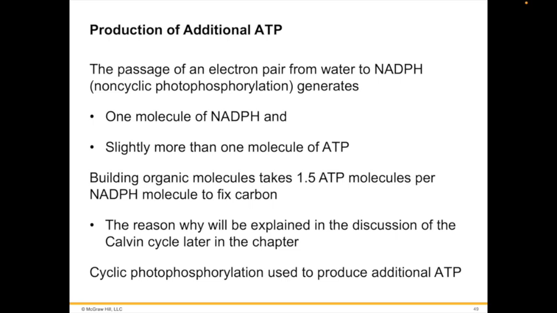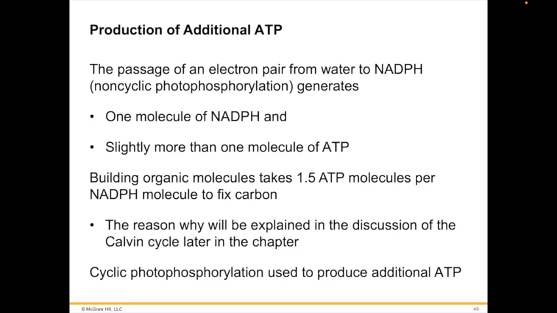To produce the extra ATP, many plant species are capable of short-circuiting photosystem 1, switching photosynthesis into a cyclic photophosphorylation mode, so that the light-excited electron leaving photosystem 1 is used to make ATP instead of NADPH. The energetic electrons are simply passed back to the B6F complex rather than passing on to NADP+. The B6F complex pumps protons into the thylakoid space, adding more to the proton gradient that drives the chemiosmotic synthesis of ATP.